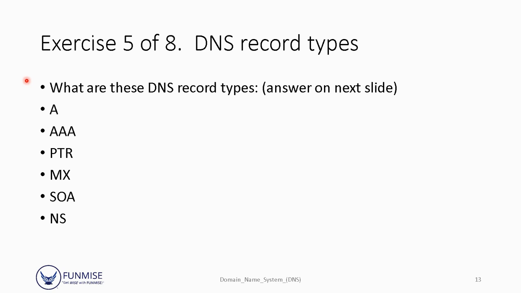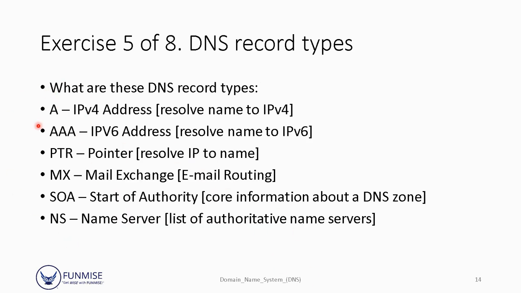Okay, now DNS record types. What are these DNS record types? We see A, we see AAAA, we see PTR, we see MX, we see SOA, we see NS. What are these different DNS record types? Well, a type A is for an IPv4 address. It will resolve a name to an IPv4 address. Type AAAA is for IPv6, and it will resolve a name to its IPv6 address. Pointer, the PTR, will resolve an IP address to a name.